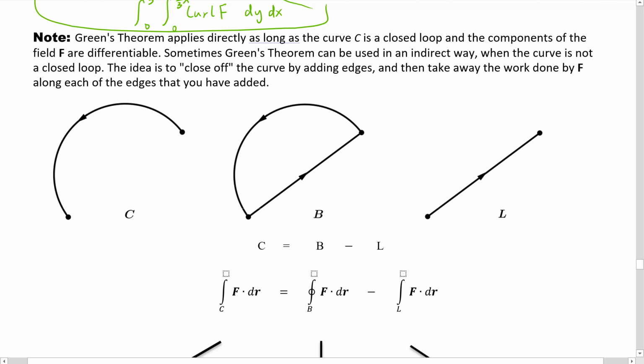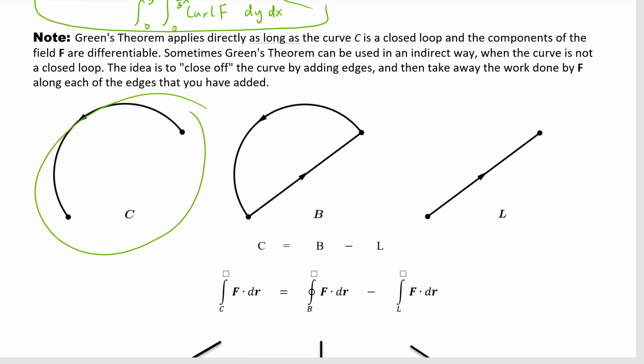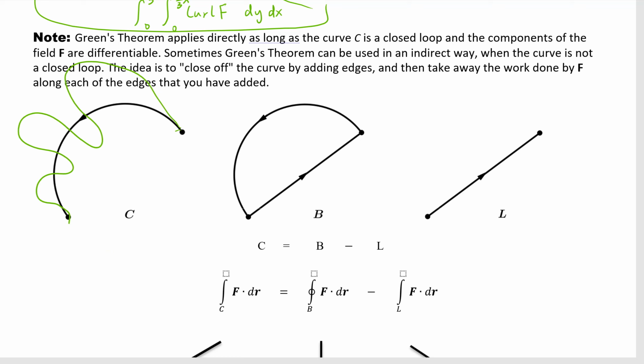Note, Green's theorem applies directly as long as the curve C is a closed loop and the components of the field F are differentiable. But sometimes Green's theorem can be used in an indirect way. So when the curve is not a closed loop, let's look at this picture. C is not a closed loop. The path C could be very complicated. This looks like a circle, but it could be something crazy, very complicated.